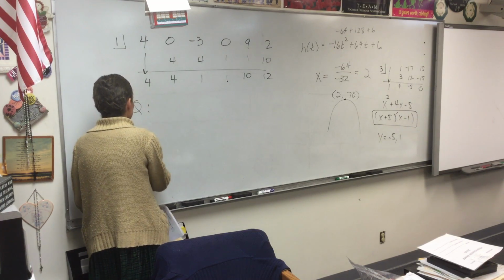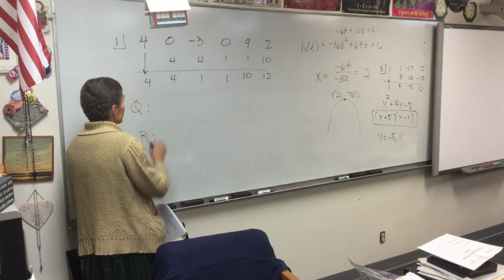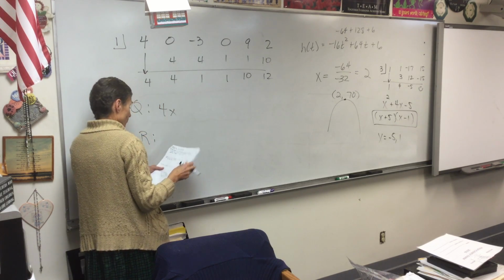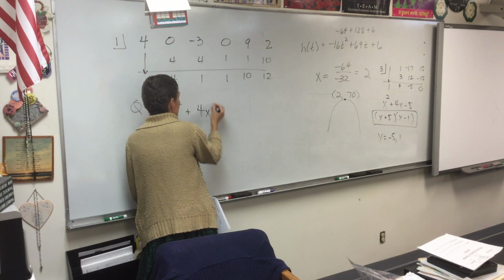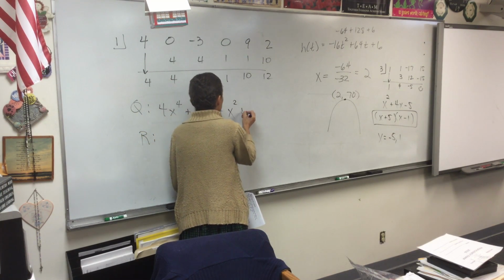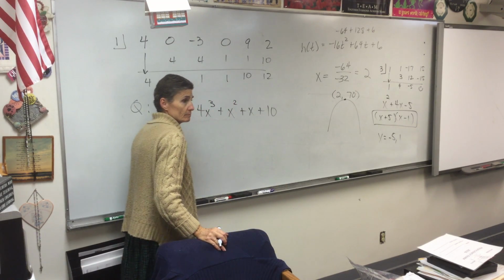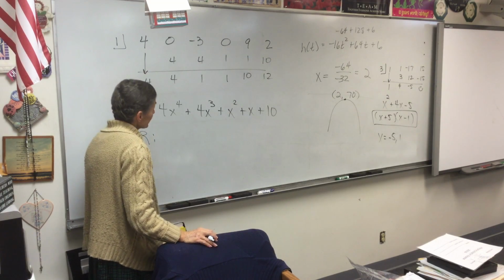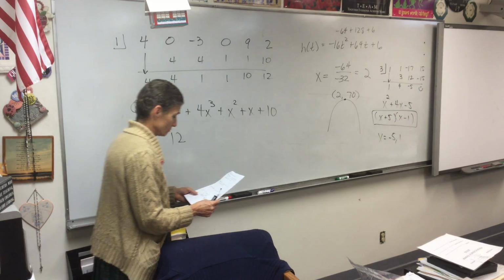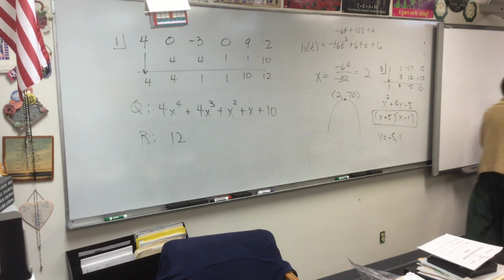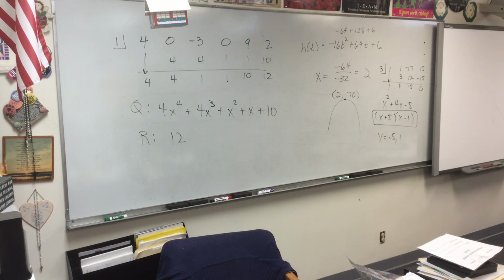So I need a quotient and a remainder. What's my quotient? 4x to the what? 4th. It's always 1 less than the problem. So 4x to the 4th plus 4x to the 3rd plus 1x squared plus 1x plus 10. And in the remainder blank, I'm going to write 12. Okay? Everybody okay with that? All right, now what?